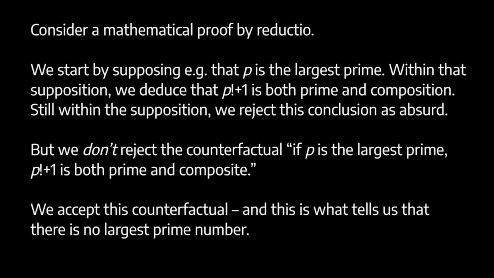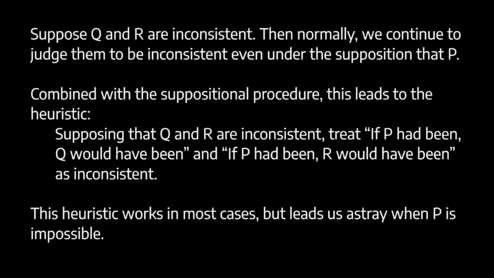Yet, we don't reject the counterfactual. If P is the largest prime, this other number is both prime and composite. We accept this counterfactual. This counterfactual is what tells us that there cannot be a largest prime. So this shows that this suppositional procedure is not going to be something we want to accept across the board, but in many cases it's hard to resist. So now suppose we have a situation where two statements Q and R are inconsistent. Well, normally at least we're going to continue to judge Q and R to be inconsistent even when we're evaluating them under the supposition that P. This fact, together with the suppositional procedure, leads to a heuristic along the following lines. Supposing that Q and R are inconsistent, we treat if P had been, Q would have been, and if P had been, R would have been, as inconsistent, right?